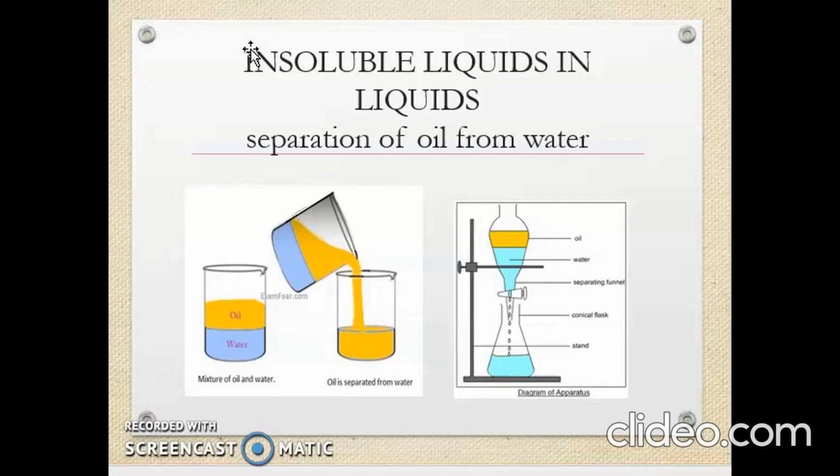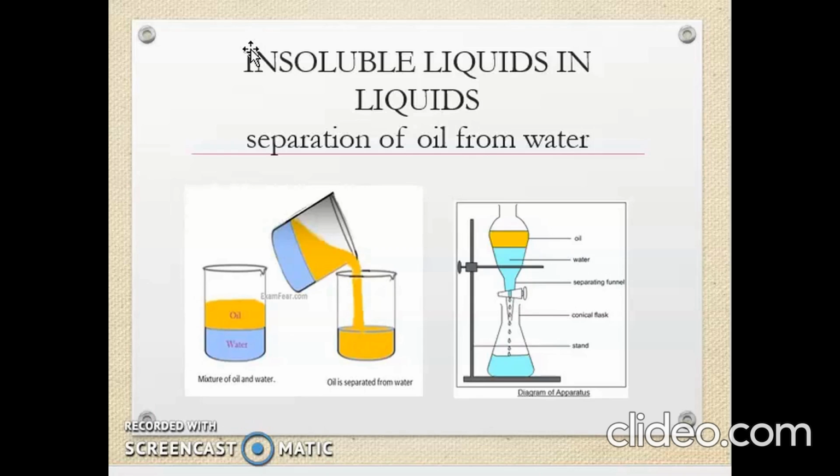Insoluble liquids in liquids. We cannot separate a mixture of two liquids that do not mix with each other by the process of filtration. Separation of oil from water can be done by using the method of decantation, as oil and water do not mix with each other. They form separate layers. Hence, the oil can easily be poured out into another beaker.